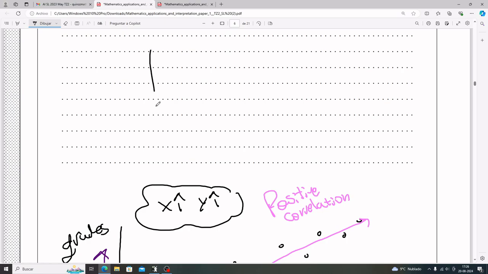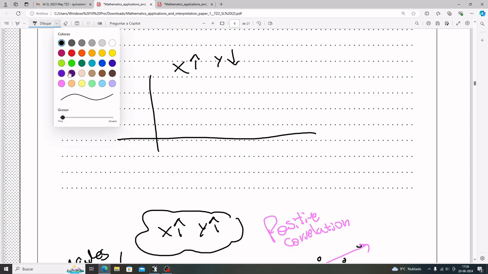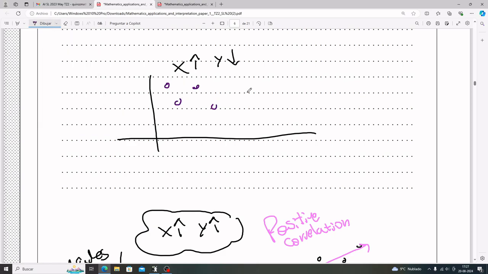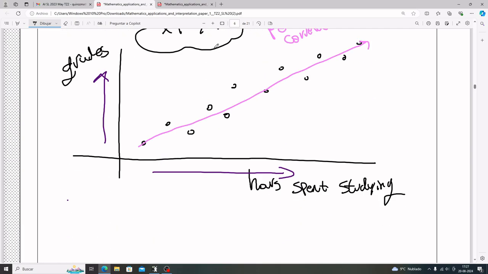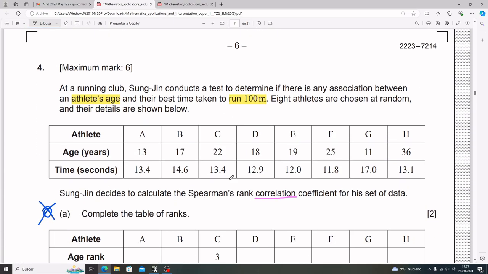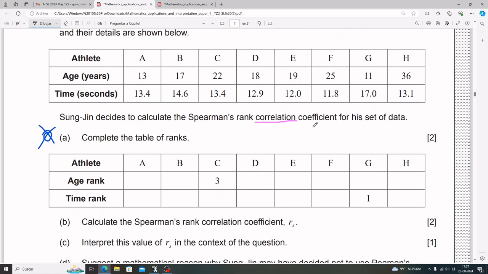Of course, you have the flip side, which is, maybe the higher your X, the lower your Y. And so you can have an example where you have something like this, where clearly the higher your X, the lower your Y is going to be. And this would actually be a negative correlation. So correlation just establishes the relationship between two variables. It's very useful in statistics. And one of the ways in which you calculate correlation is using Spearman's rank correlation coefficient.